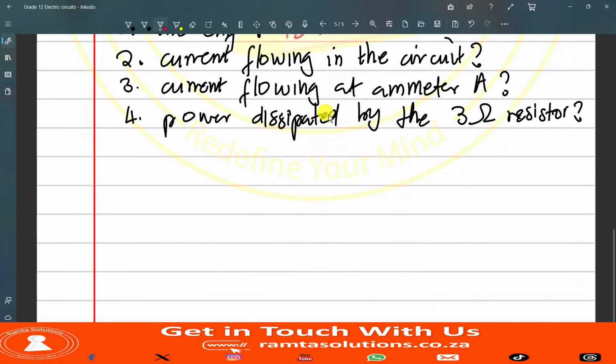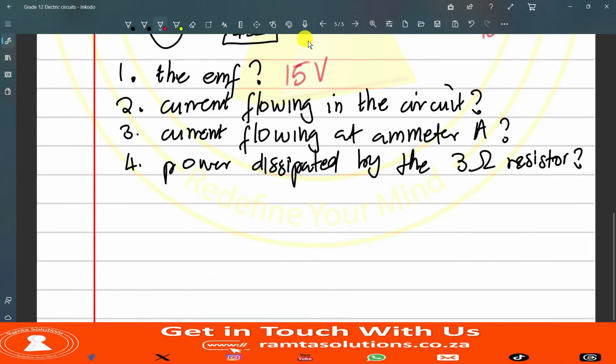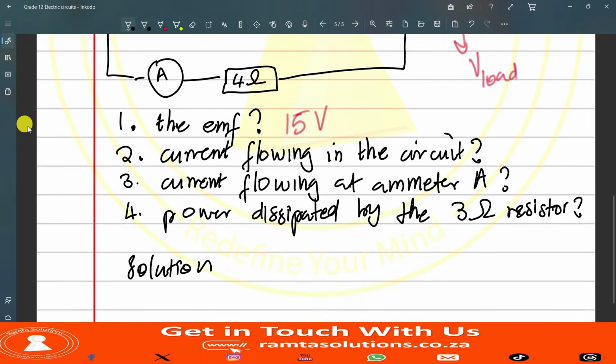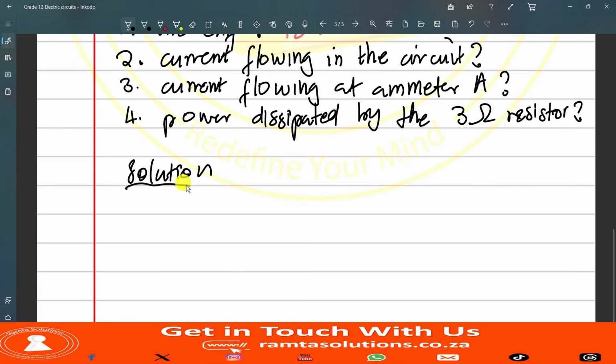Now, what is the current flowing in the circuit? We know V load, so we might find R external. Before we do that, we said number one, emf equals 15 volts. Number two, we are looking for the current flowing in the circuit. Let's get the external resistance first.